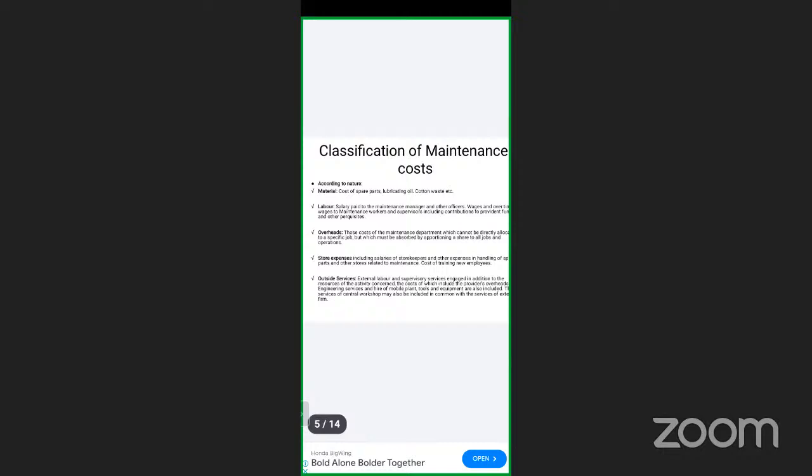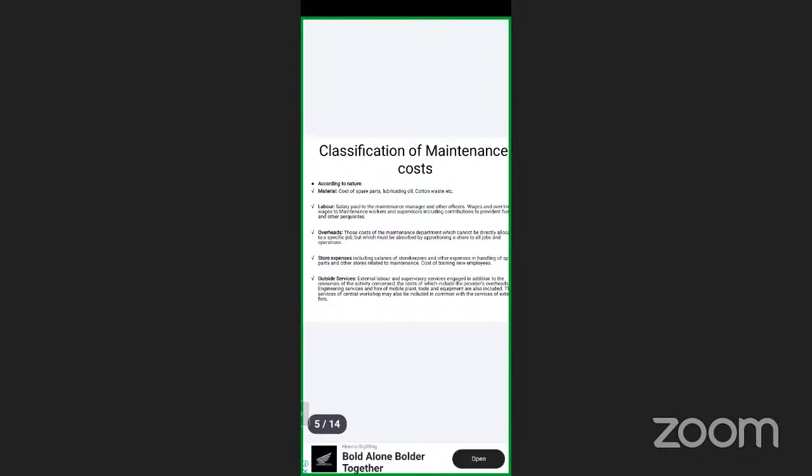These costs are not directly assignable to a particular job or a particular product. Okay, they are common costs. So they need to be apportioned, they need to be allocated to the particular job or operation. That's why they are known as overheads.